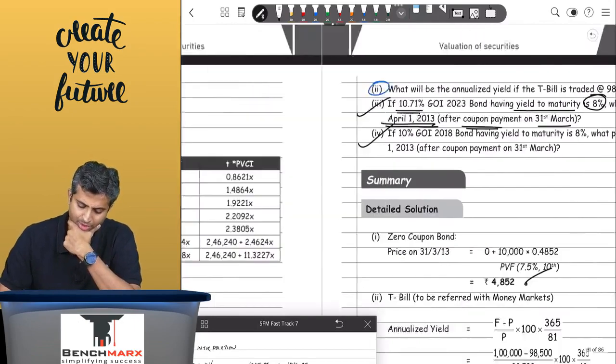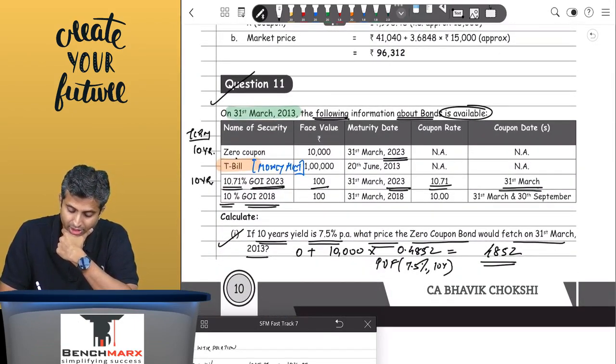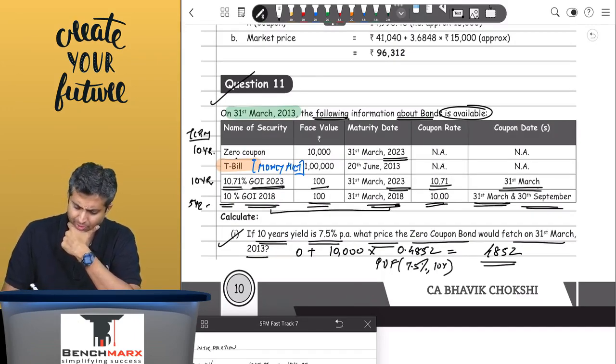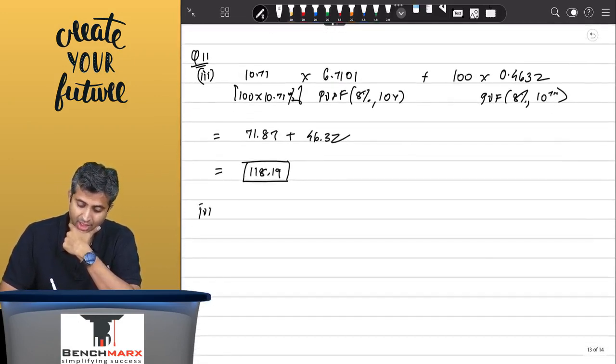And then the last part, sub point 4. It's again a 10% GOI 2018 bond with a 100 face value. 31st March 18 is a maturity date, so that is technically 5 years away. Okay. Coupon rate is 10. However, it is payable on 31st March and 30th September, and hence it is half yearly. So over here, your coupon rate is 10%. That is divided by 2, so you will take 5%.